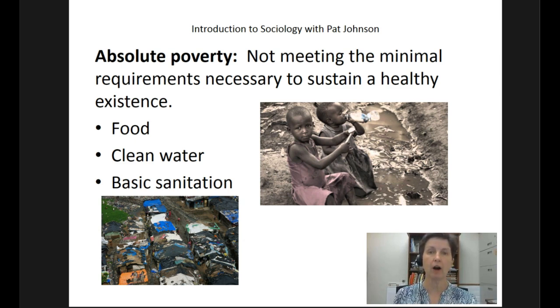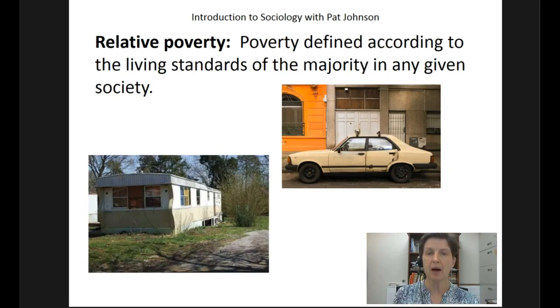Believe it or not, there are many people in the world who live in absolute poverty. In our country, there's less or little absolute poverty. The type of poverty that we see in the United States is more likely to be relative poverty. Relative poverty is defined according to the living standards of the majority in any given society. So if you don't have what other people take for granted, you're living in relative poverty.